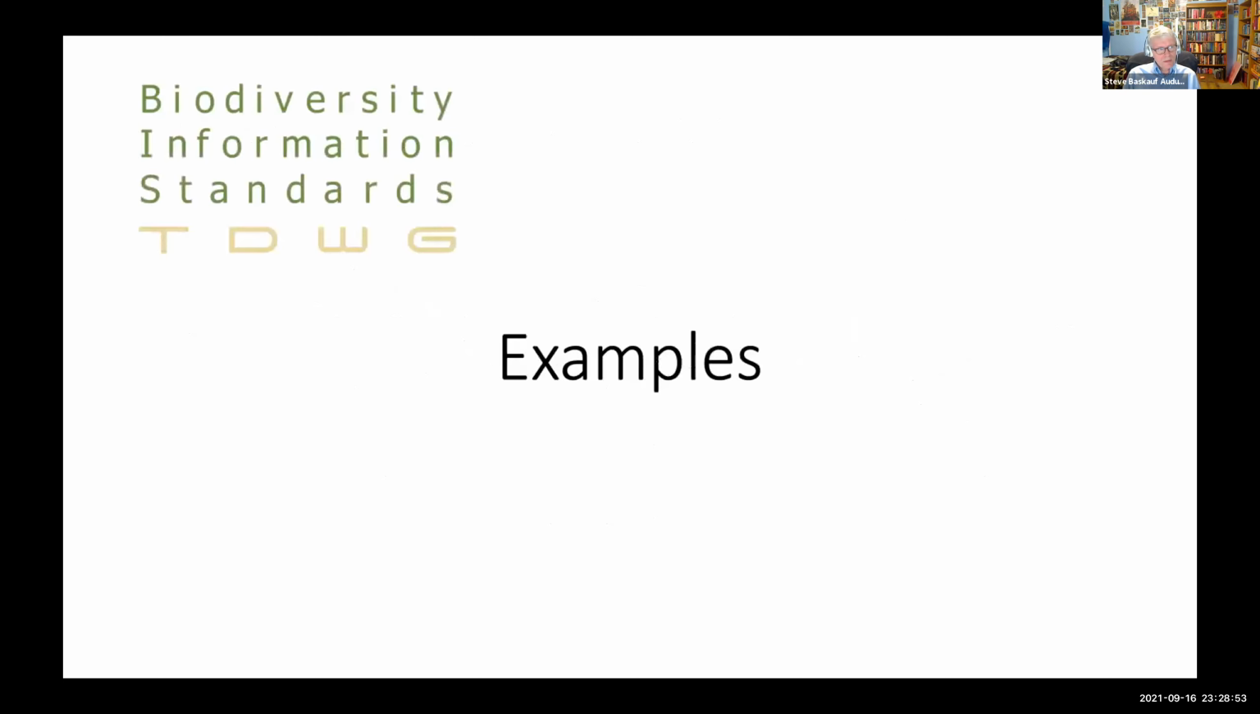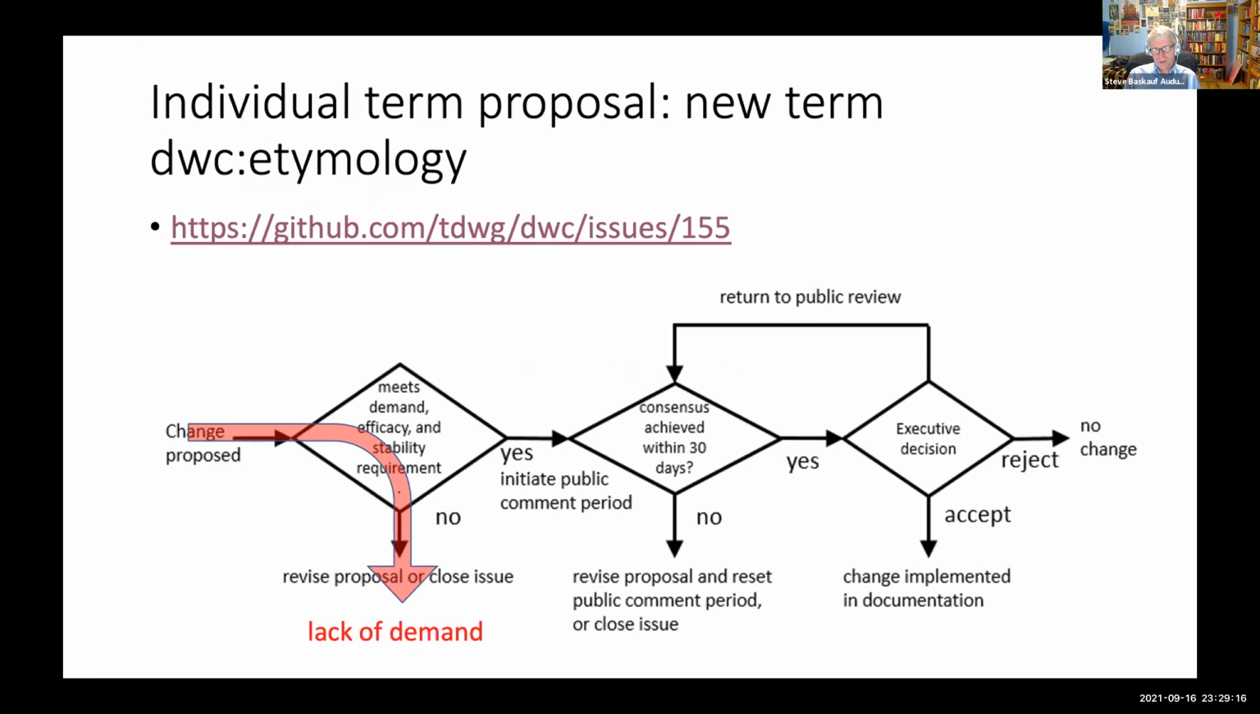So I'm going to pause for just a second here to see if there's any questions, and then I'm going to show you some examples from previous or recent changes. And so far, we don't have any questions, Steve, in the chat. Great. Okay. So I'm going to show you some examples of situations where some proposals took these different pathways.